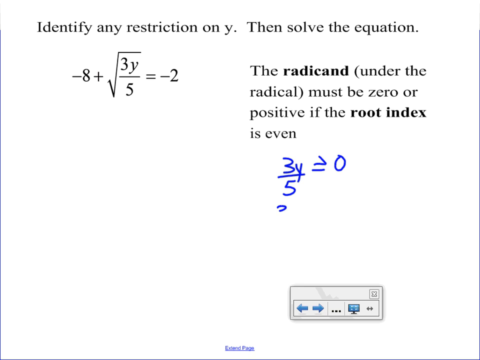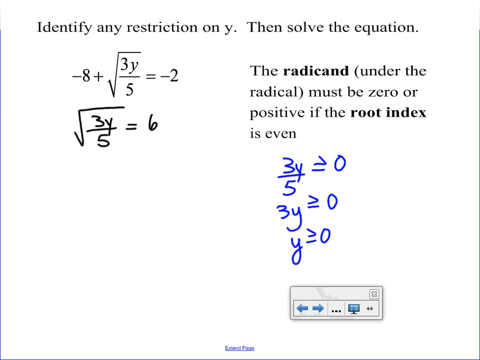So when I multiply both sides by 5, I still get 0 on this side, and when I divide by 3, I still get 0 on this side. y must be greater than or equal to 0 in this question. Now, with that in mind, let's go ahead and solve it. To solve it, we want to get the root by itself. So I am going to add 8 to both sides.